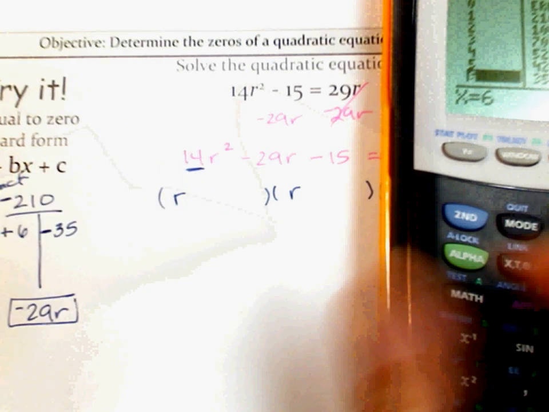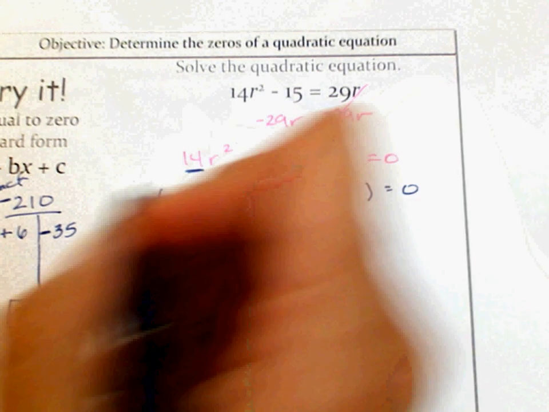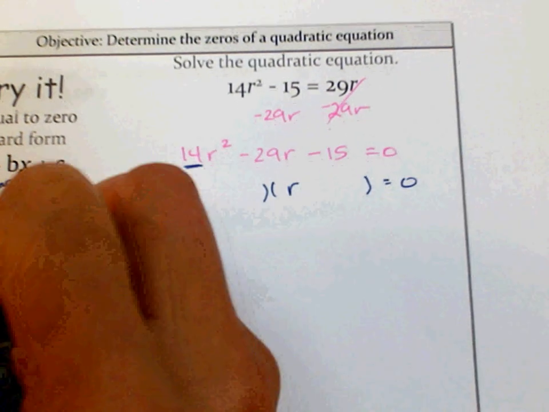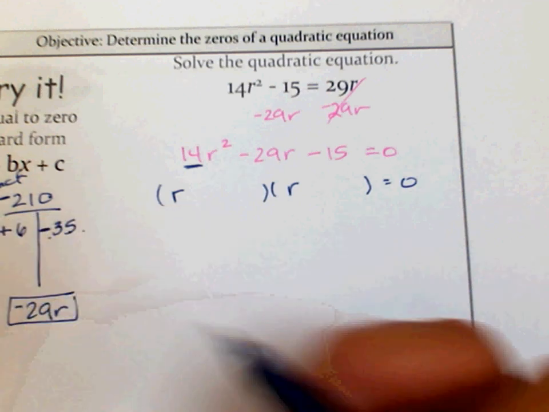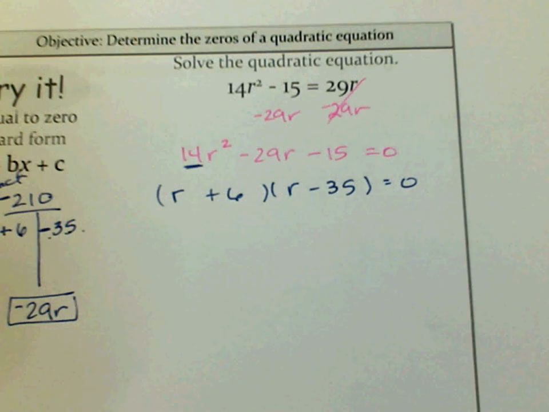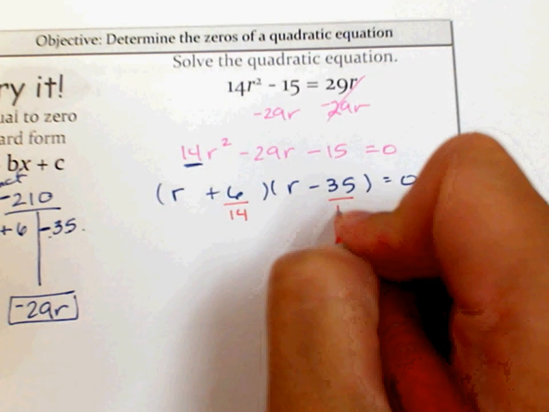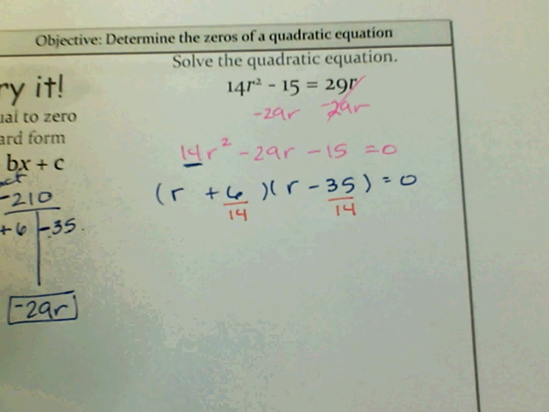You see how we just did that? Okay. 6 times negative 35 is negative 210. 6 minus 35 is negative 29. So plus 6 minus 35. All right. See that 14? We're going to simplify the 14. Bear with me. So far, so good?